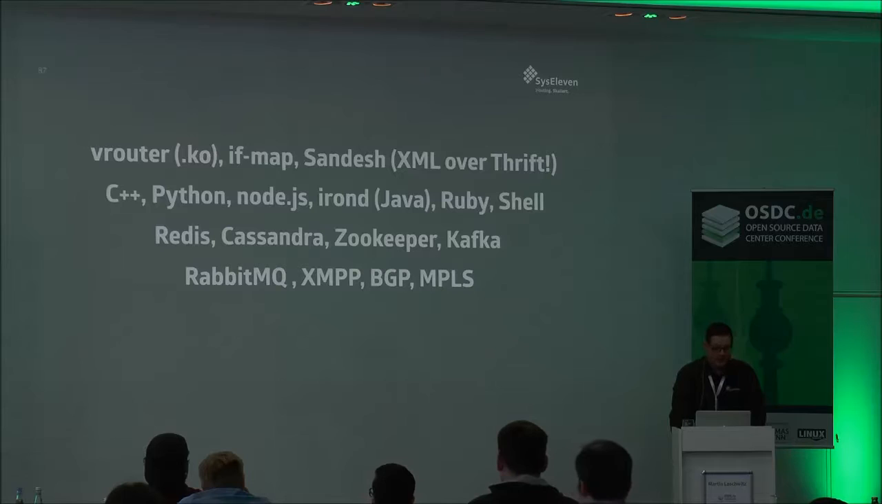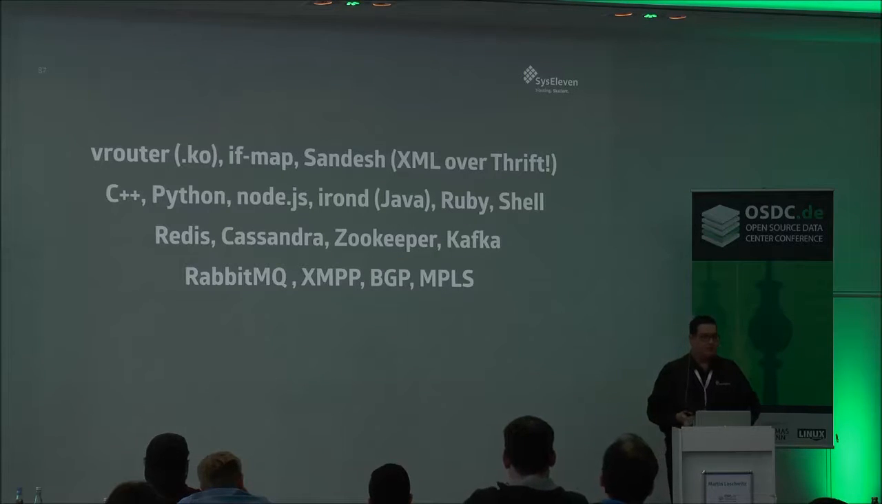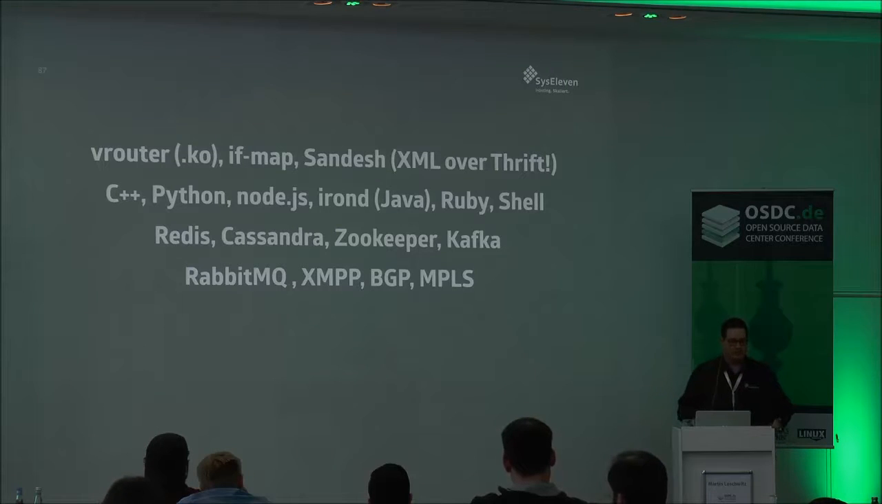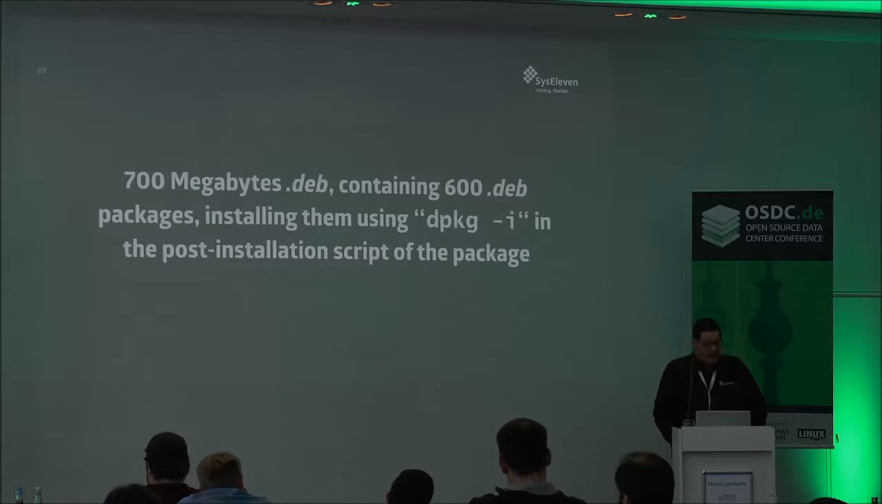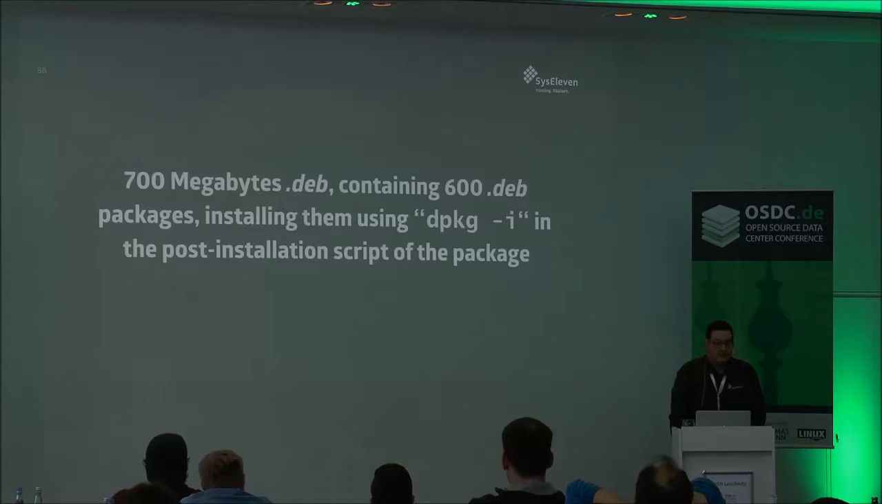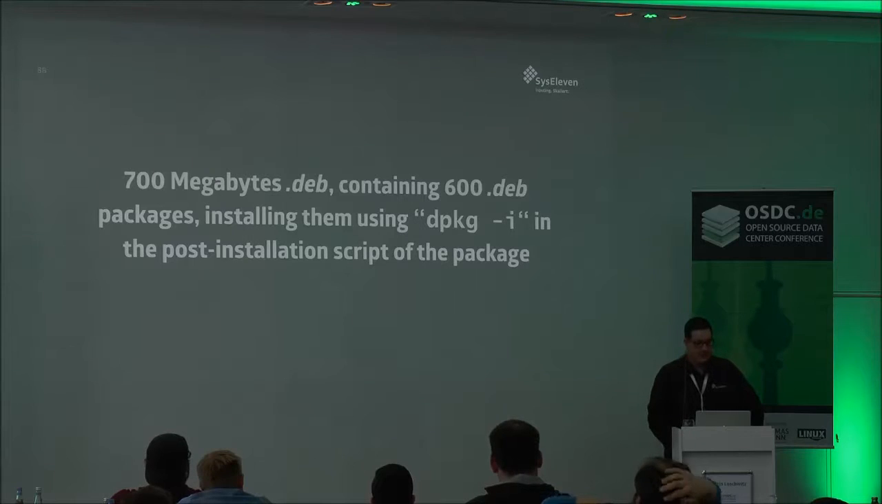We have XMPP, we have BGP, we have MPLS. These are the great parts of OpenContrail because they try to use official protocols, because they try to use standards. Just the way they did it was not very smart in this case. We have the Enterprise edition of OpenContrail, which comes as a 700 megabyte large Debian package that will basically contain 600 Debian packages and unpack them to a temporary directory and then install them one after another using dpkg -i in the post installation script of the package. And that is what they will charge you for.